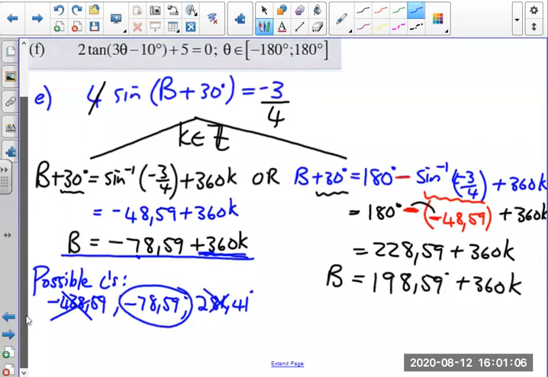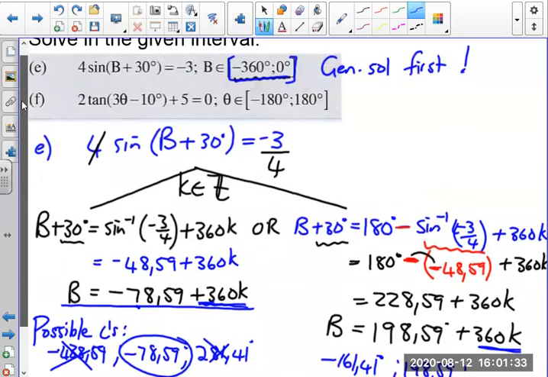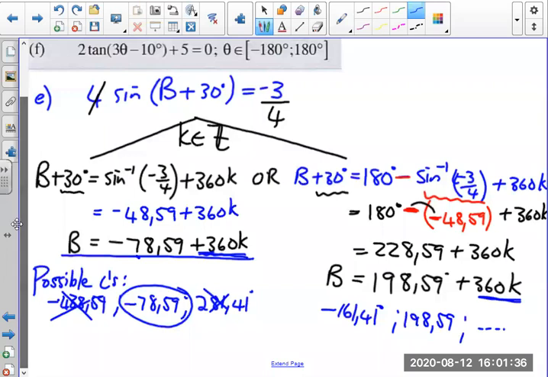Now I do the same for the other leg. If I add nothing, 0 times 360, I get 198,59. If I subtract a 360, what do I get? Minus 161,41. If I add a 360, well, can you see, you don't want any positive angles. So you don't even have to add. So this angle is in any case not going to work. This one is going to work.